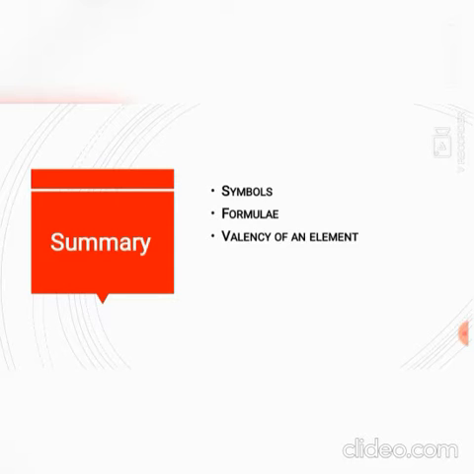Then the second topic that we have seen is formulae. A formula of a molecule gives the number of atoms of the same or different elements present in the molecule. So under that we have seen atomicity of a molecule, that is the number of atoms contained in a molecule. Then we have seen different atomicities. They are monoatomic, diatomic, triatomic. Then we have seen valency of an element.